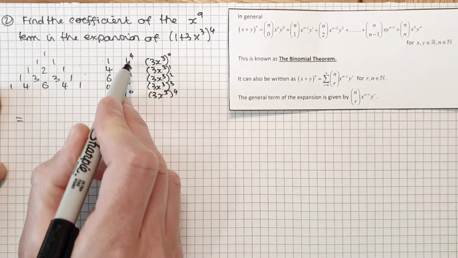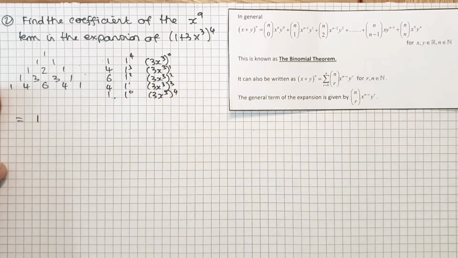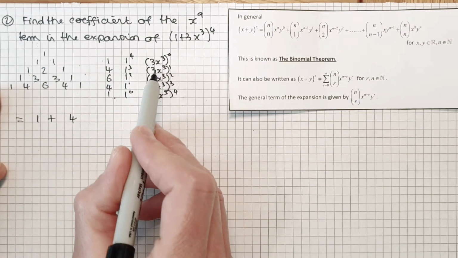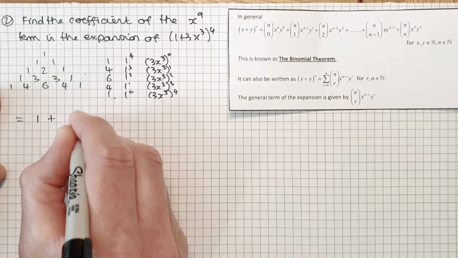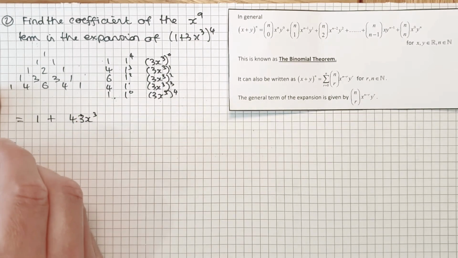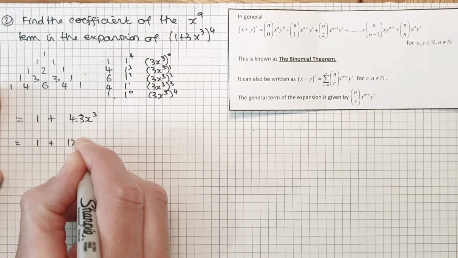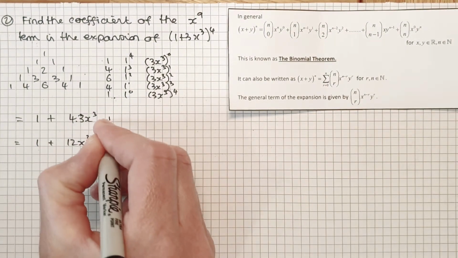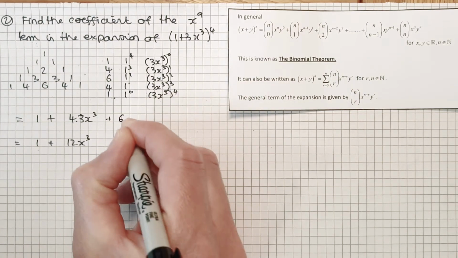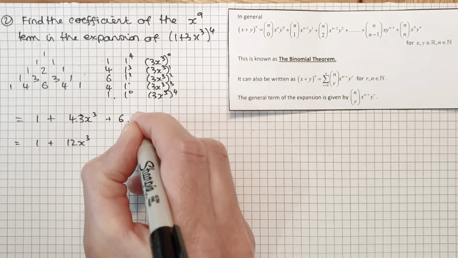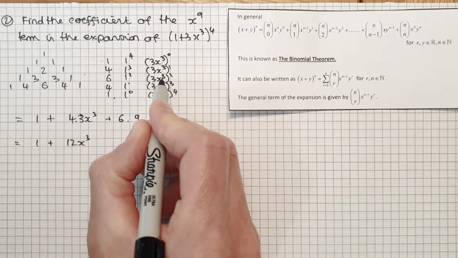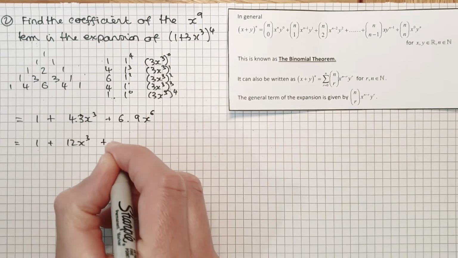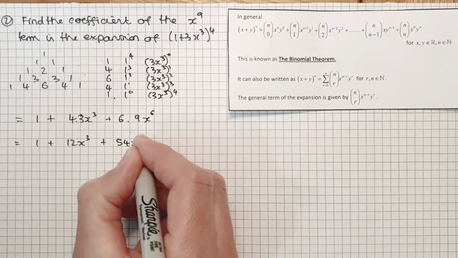So the first one is going to be 1 times 1, and that's just going to be 1, plus 4 times 1, which will be 4, and 3x cubed to the power of 1 is just 3x cubed, so that's times 3x cubed. We can tidy it up as well, so it'll be 1 plus 12x cubed. Next one is going to be 6 times 1, that's just going to be 6 times, 3 squared is 9. Now if you remember your rules of indices, if you've got x cubed in the bracket squared outside, that's where you multiply the powers, so it'll be x to the power of 6. So that's going to give us 54x to the power of 6.